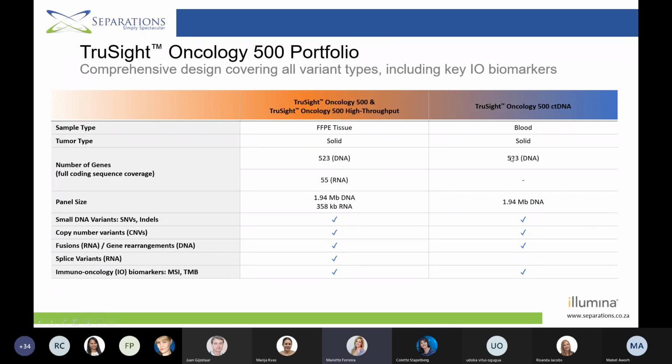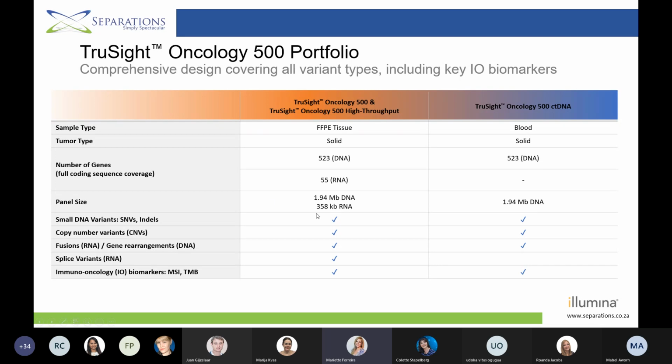So both of these kits represent 523 different genes. The TruSight Oncology 500 and the high throughput kit also look at 55 RNAs. Then you can look at small DNA variants and your copy number variations. With the RNA kit, you can do fusions, and with the ctDNA, you can do gene rearrangements.